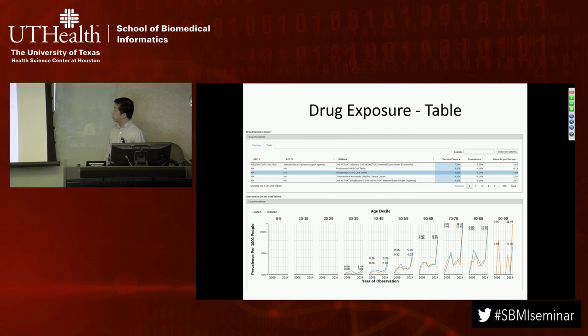And if you select any record in the table, the diagram below also shows the prevalence per 1,000 people according to different age groups. So we could see, for example, the use of a 20 milligram oral tablet in the different age groups. And also they differ between male and female.